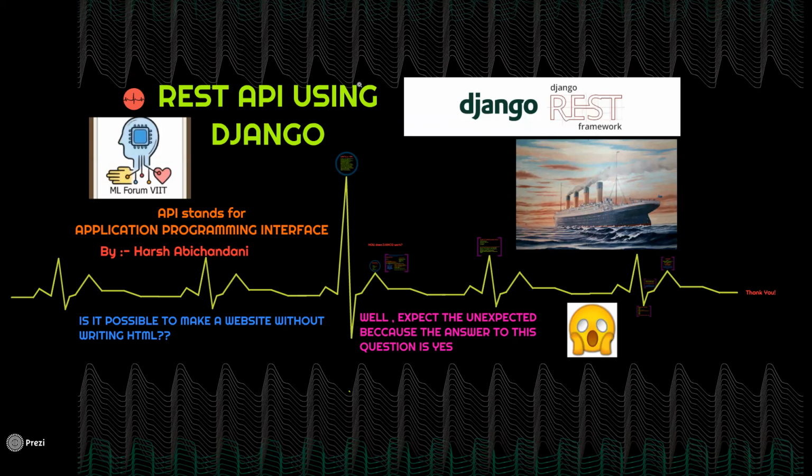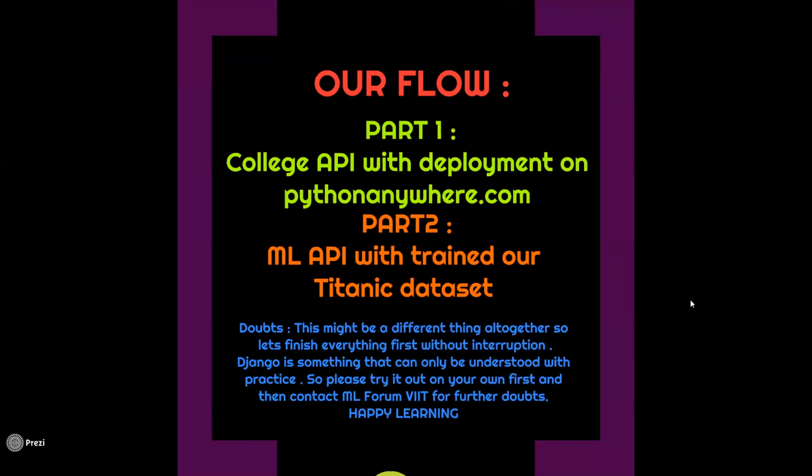Okay, so we have completed the first part of our REST API using Django series. That was to make a normal, simple Django REST API without a machine learning model, and we deployed it on pythonanywhere.com. So now we'll move on to the second part of our series, that is a machine learning API trained with the Titanic dataset. So, what's the motive here?